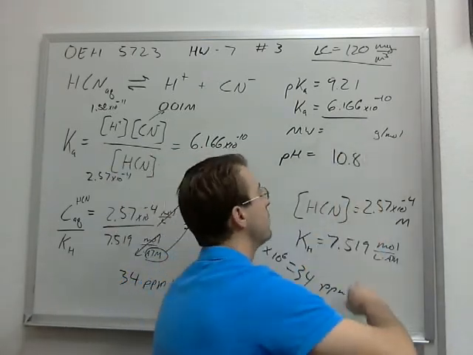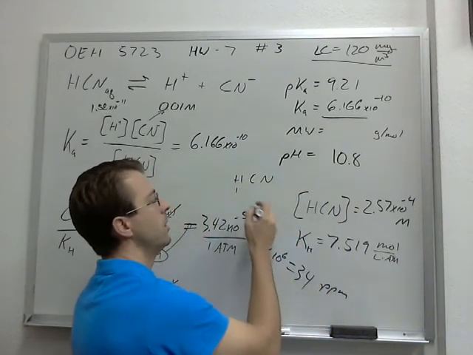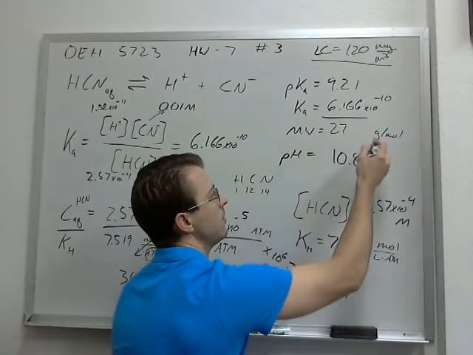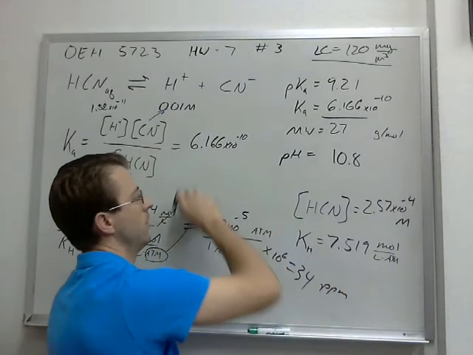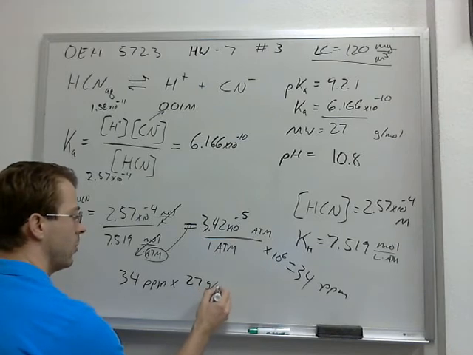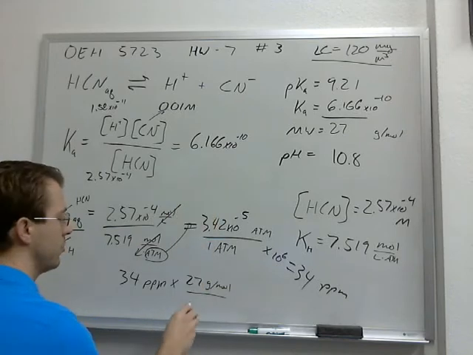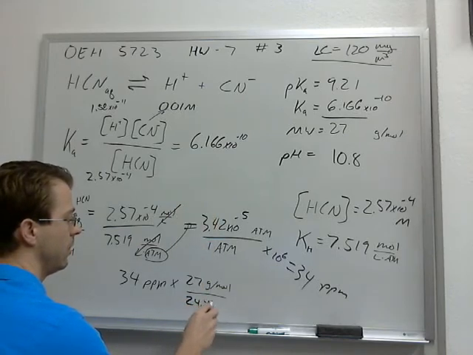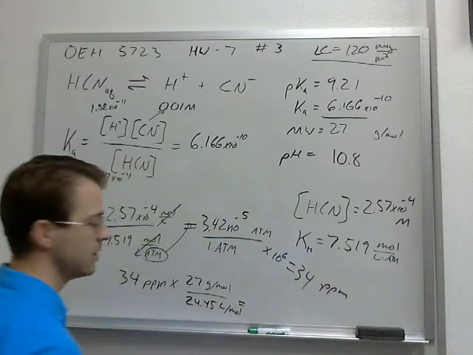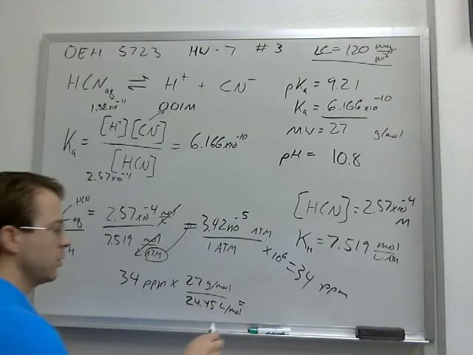So the molecular weight for HCN is 1, 12, and 14, so 27. Roughly 27 grams per mole. So multiply by 27 grams per mole, divide by the molar volume. This is at normal temperature and pressure, so 24.45 liters per mole. And in this special instance, which I've said a lot of times before, these units cancel and give us milligrams per cubic meter.